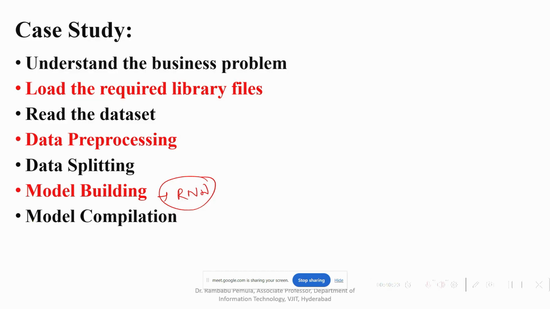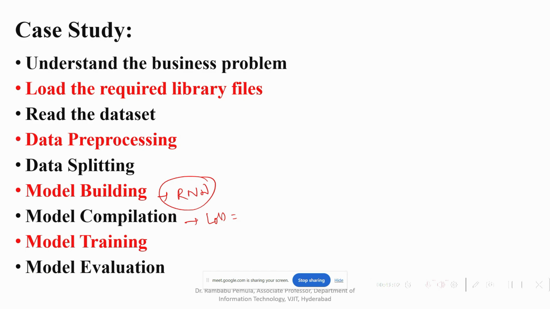Then you compile the model. For the compilation, we apply the loss function, such as binary cross entropy loss or multi-class cross entropy loss, and we also apply an optimizer in the model compilation. Then model training: you fit with X train data and Y train data, training the model you have built. Then model evaluation with the help of test data. Finally, we get the performance of our model.